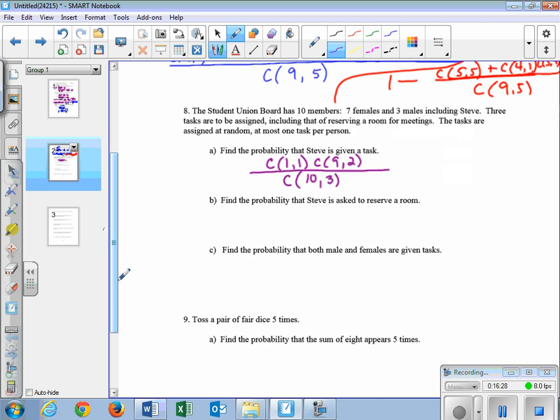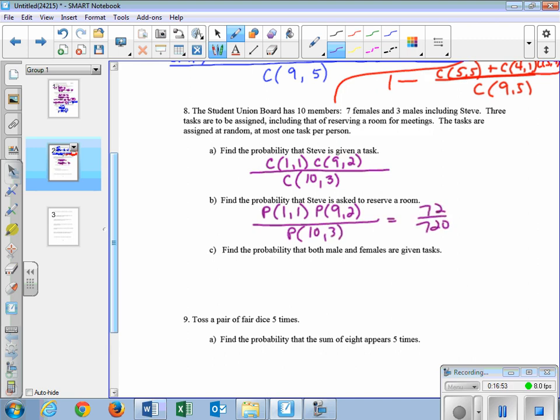Part B. Find the probability that Steve is asked to reserve a room. Okay, now we're getting into assigning a task. Now I'm going to switch over to permutations. Permutation 1, choose 1, and then the other 2 are being assigned a task as well, so that would be a permutation 9, choose 2, and my denominator would now be a permutation 10, choosing 3.